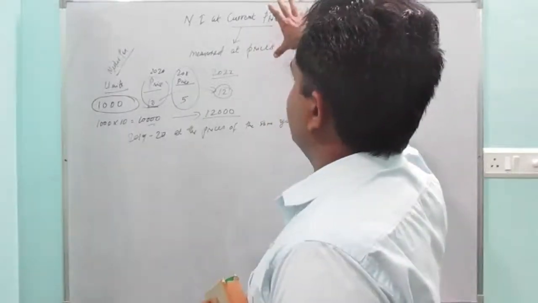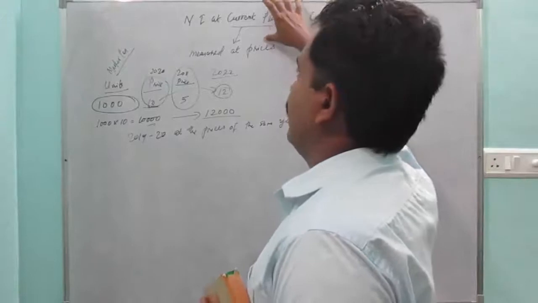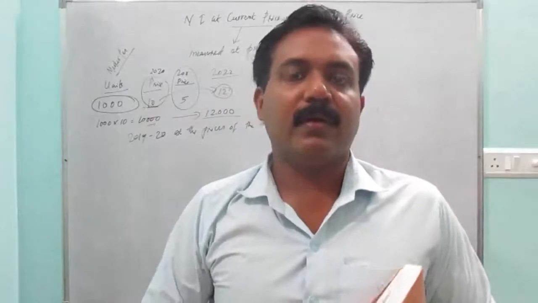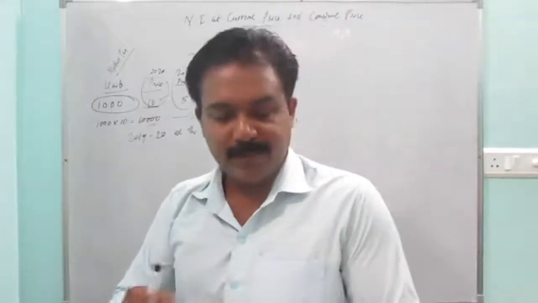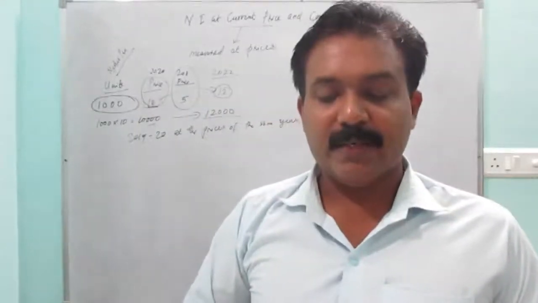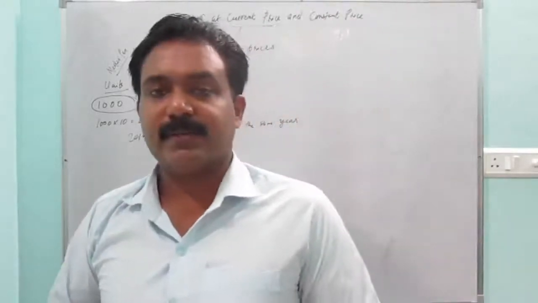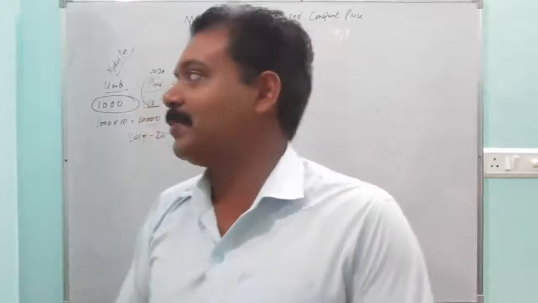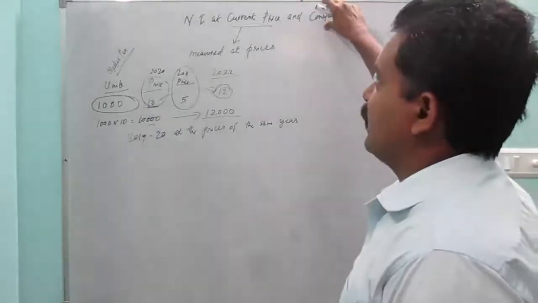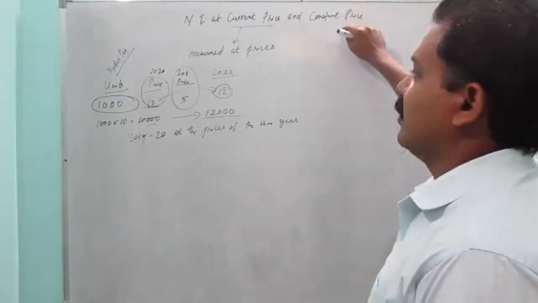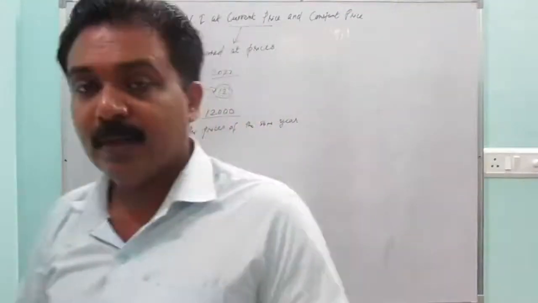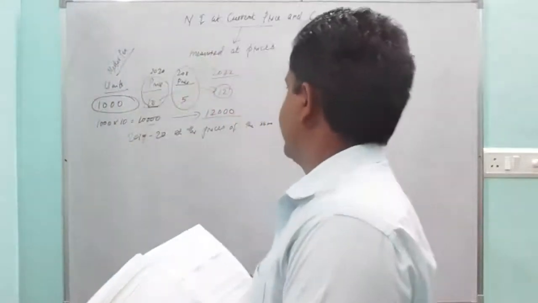So in short, national income at current price will not show the true picture of development of a nation. In order to eliminate the effect of price changes, national income is also estimated at a constant price. To solve this problem, another technique was brought forward, that is national income at a constant price. We'll see that.